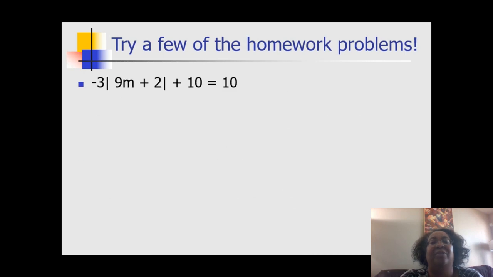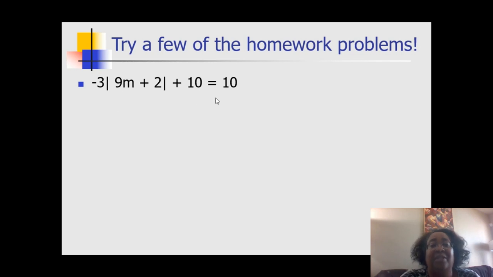And this is the last one I did, and this is also one of your homework problems. I don't remember what number it is. But this absolute value expression inside of this equation is not isolated. So you need to do that work first.